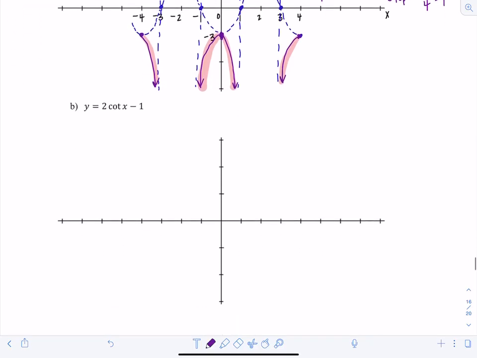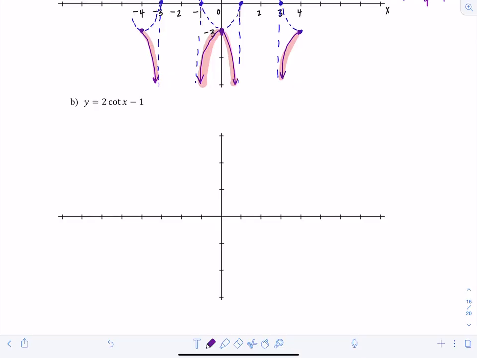Okay, so we have y equals 2 cotangent of x minus 1. So a couple transformations I notice here. First one is this is going to be a vertical stretch by 2. And then this also shifts the graph down 1, correct? Okay, and then recall the period for cotangent is pi. And in this case, it hasn't been changed, right? I don't have a coefficient on x, so the period's still pi.